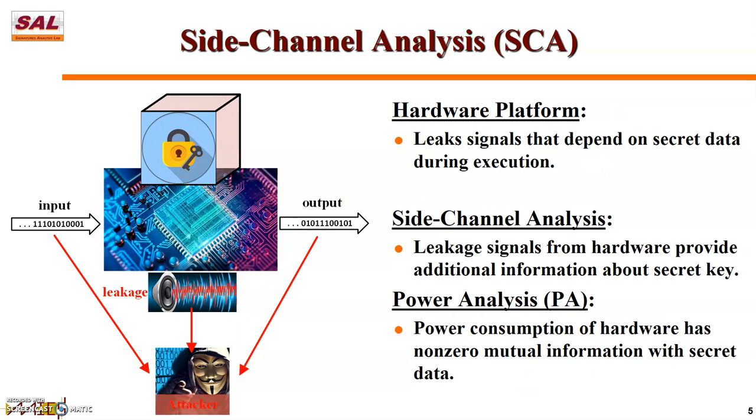While standard algorithms are generally secure against cryptanalysis attacks, a hardware platform executing the algorithm leaks signals that have non-zero mutual information with the secret data being processed in the hardware. In side channel analysis, an attacker exploits this additional information along with the input or output of the algorithm to recover the secret key. Power analysis is a popular side channel analysis technique which assumes that the power consumption of a device is correlated with processed data. Using this relationship between data and power consumption and some structural weaknesses of a cryptographic algorithm, an attacker can recover the secret key.